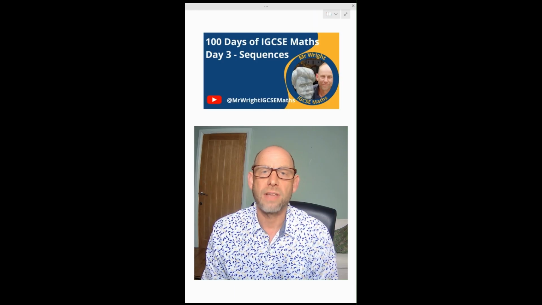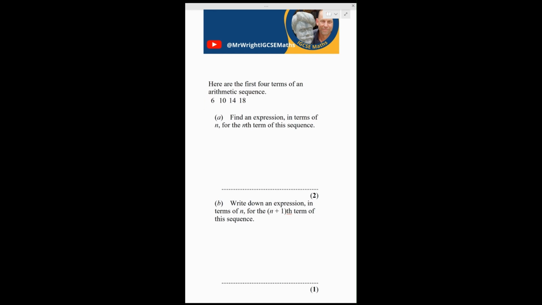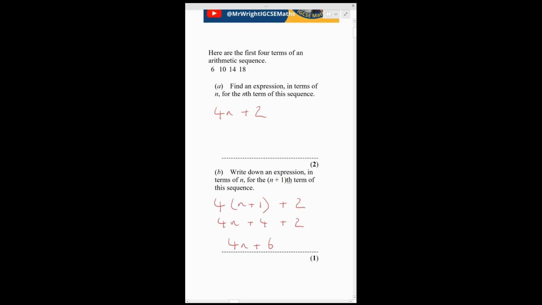100 days of Maths IGCSE Questions, day 3. Now's your chance to pause the film. Okay, I've got an arithmetic sequence here. It's going up in 4s. So the nth term is going to begin 4n. The first term isn't 4, it's 6. So the correction factor will need to be 2. So 4n plus 2. Now, if that's the nth term, then the n plus 1th term is going to be 4 lots of n plus 1 plus 2, which you can simplify, if you wish, to 4n plus 6.